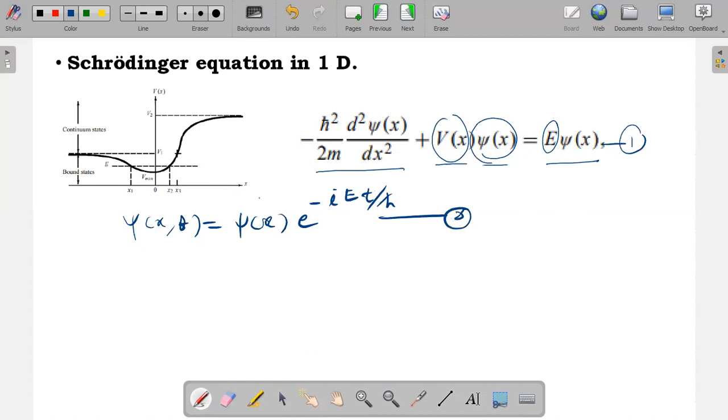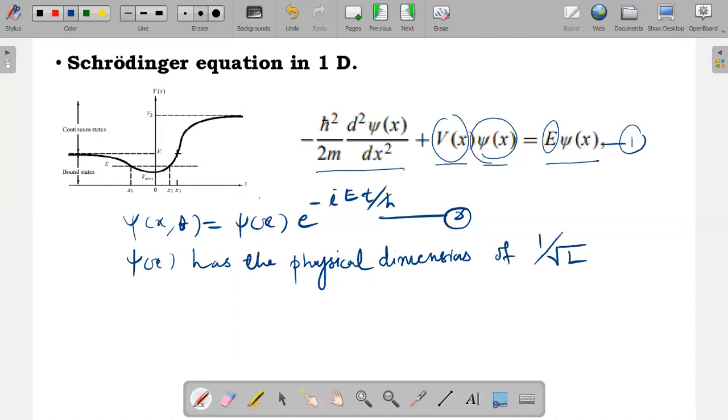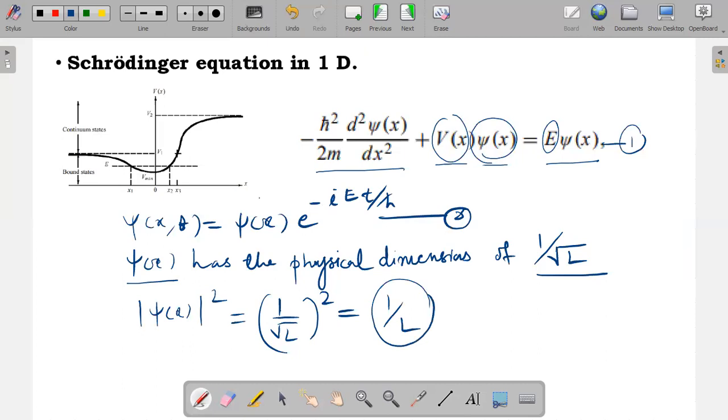And the probability density does not depend on time, and therefore we can say that psi of x has the physical dimension of 1 upon root of length. The physical dimension of psi of x is equal to 1 upon root of L. And therefore from this knowledge we can find the wave function.